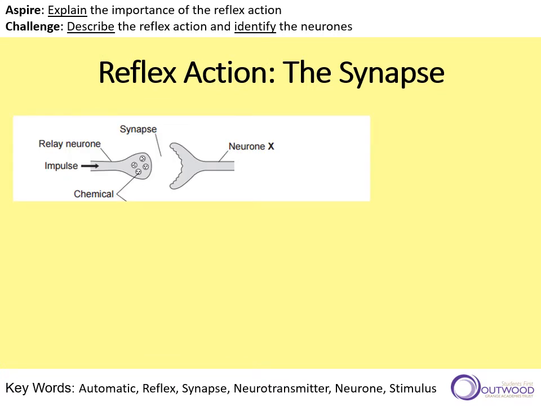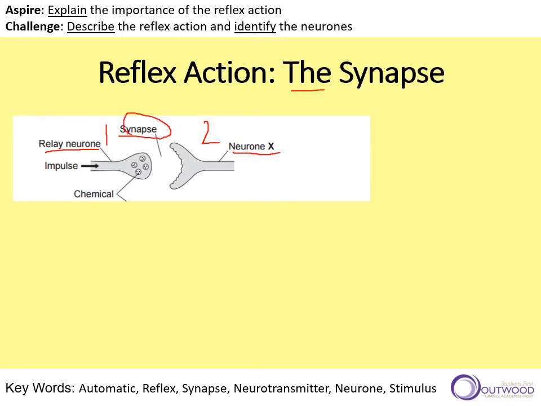So I've spoken a lot about reflex actions. You've got this gap. You can see, this is from an exam question actually, you've got neuron 1 and you've got neuron 2. That's a relay neuron, so presumably neuron X is a motor neuron, as it's the one after. And then there's this gap. That gap is called the synapse.